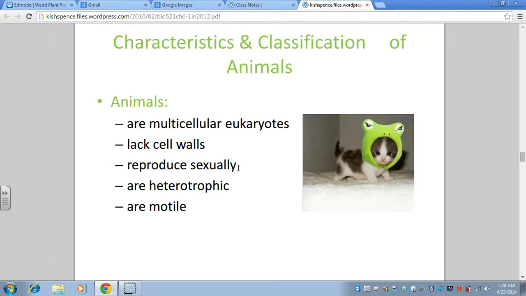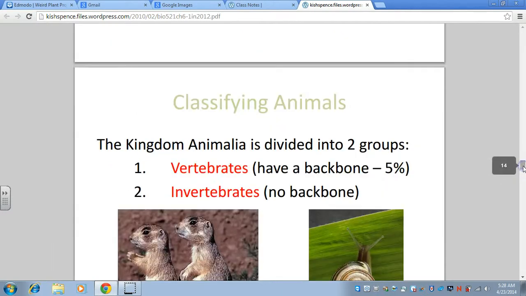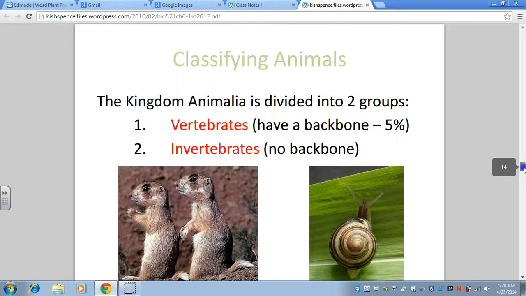Some of the earlier animal forms can reproduce asexually as well, through budding and binary fission and regeneration. We're all heterotrophs, so we have to consume other things in order to get our energy. We can't make our own food. And we are motile. Those are characteristics of animals. You should be able to tell me some things that are common between plants and animals and some things that are different.